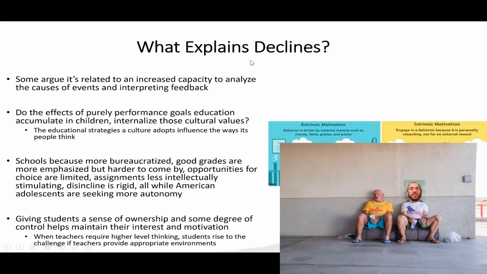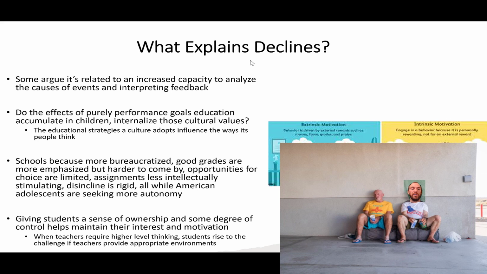So what explains those declines? Some argue it's related to an increased capacity to analyze the causes of events and interpret feedback. Do the effects of purely performance-goal education accumulate in children, and do children internalize those cultural values? The educational strategies a culture adopts influence the ways its people think. Because schools are more bureaucratized, good grades are more emphasized but harder to come by.